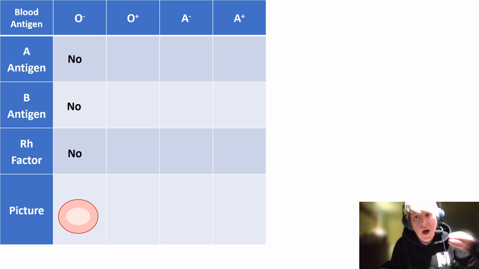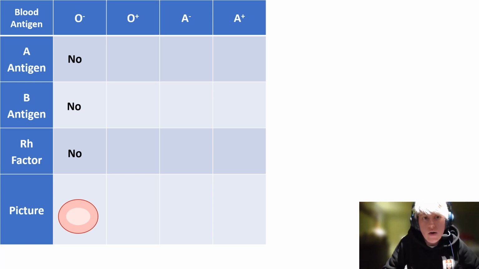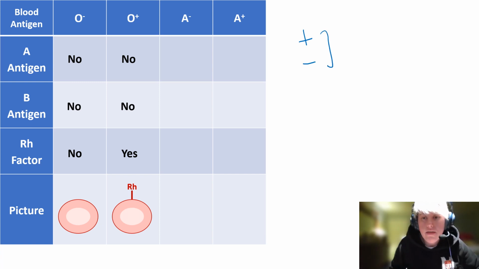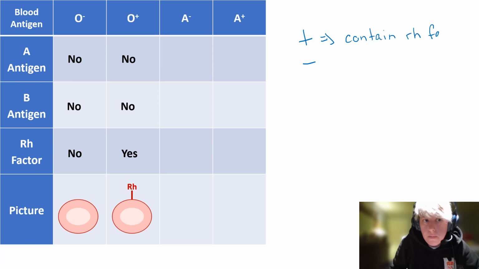Individuals that are O positive do not have the A or B antigen, but they do have the rhesus factor. So the positive and negative has to refer to having or not having the rhesus factor. So if there's a blood type that has a positive, that means they contain the RH or the rhesus factor. And if a blood type has a negative, that means they do not contain the rhesus factor.